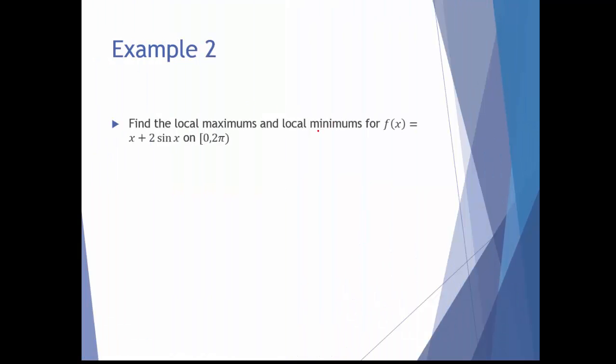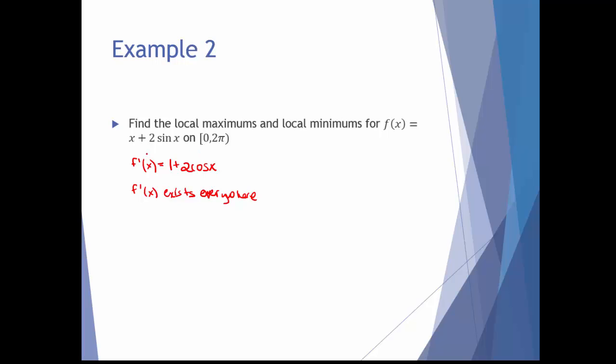Find the local maximums and local minimums for f of x equals x plus 2 sine x on the interval from 0 to 2 pi. For local maxes and local mins, we need to find our first derivative and identify the critical numbers. So f prime of x, the derivative of x is 1, we leave the constant out, and the derivative of sine x is cosine x. So we notice that this particular derivative exists everywhere. Cosine's domain is all real numbers.